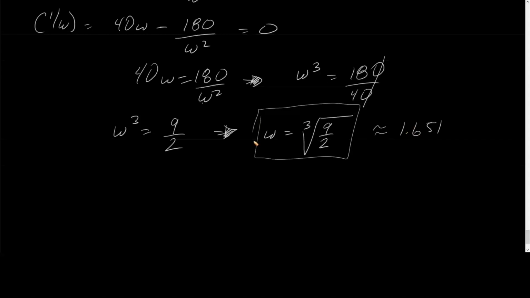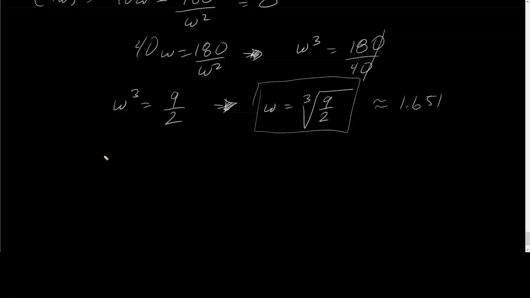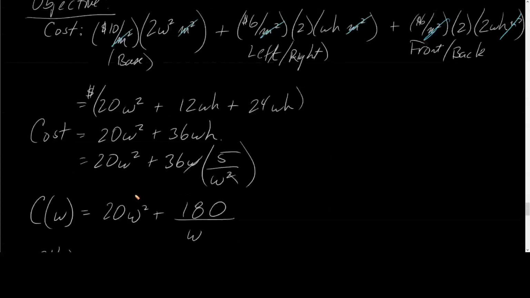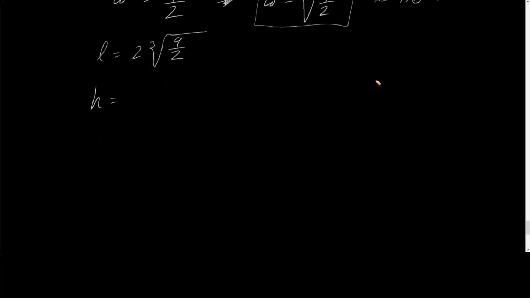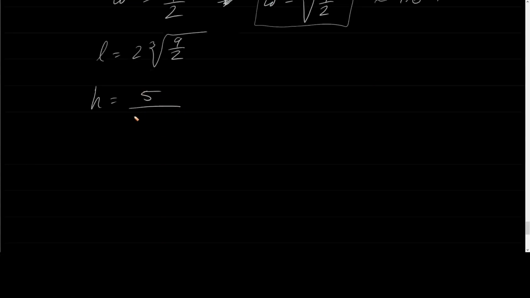So that's our width. Well, knowing the width, I can figure out the length, right? Because the length is twice the width. So that means the length is 2 times the cube root of 9 halves. And now what's my height? The height, if you recall, was 5 over W squared. So we have 5 over our width, which was the cube root of 9 halves, squared.